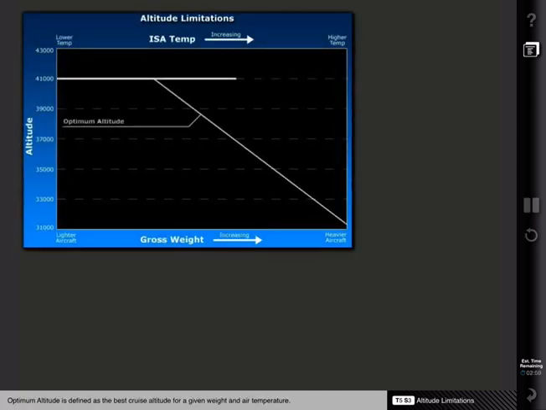Optimum altitude is defined as the best cruise altitude for a given weight and air temperature. In other words, optimum altitude is the cruise altitude for minimum cost when operating in the econ mode and for minimum fuel burn when in the long-range cruise or pilot-selected speed modes. This altitude is not constant and will change over the period of a long flight as conditions and the weight of the aircraft change.